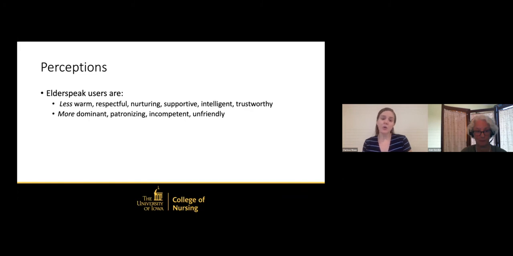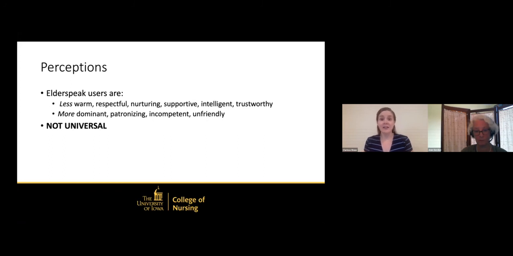So how do older adults perceive elderspeak? Generally, cognitively intact older adults think that people who use elderspeak with them are actually less warm, respectful, nurturing, supportive, intelligent, and trustworthy, which is opposite of what nurses tend to think. They tend to think that by using elderspeak, they are perceived as warm and respectful, while in fact, residents tend to think of them as patronizing.